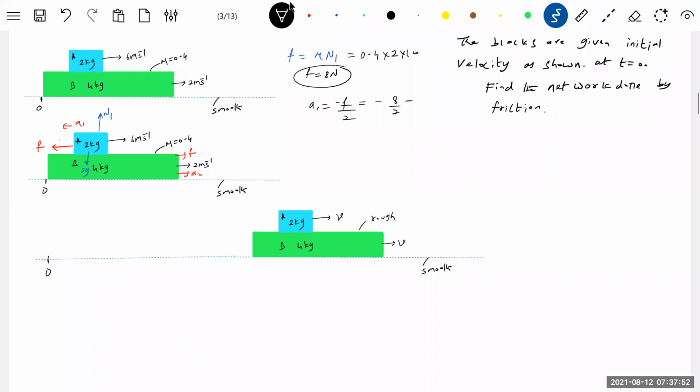So 8 by 2, which is minus 4 meter per second square. For the other block, acceleration equal to F by 4. This will be 8 by 4, 2 meter per second square. Okay, this will be the acceleration. Then find the net work done by friction.